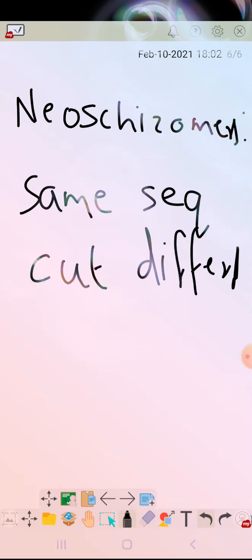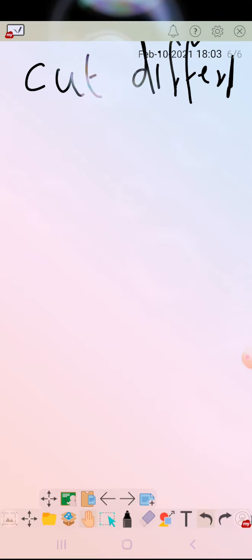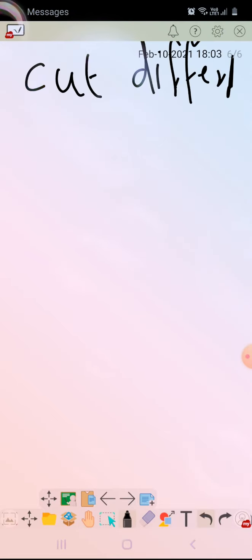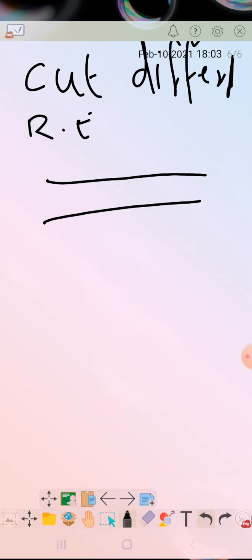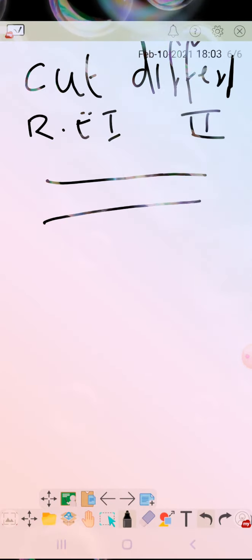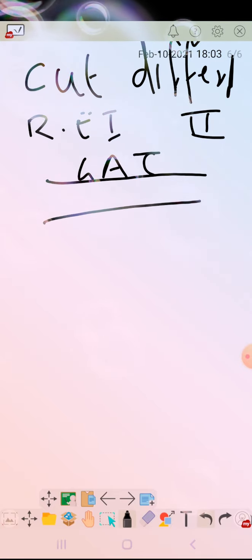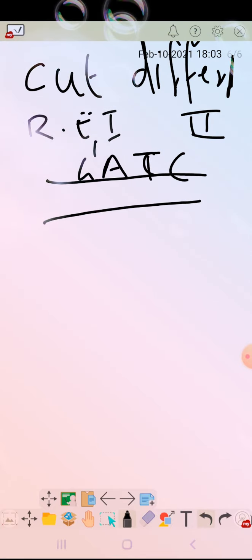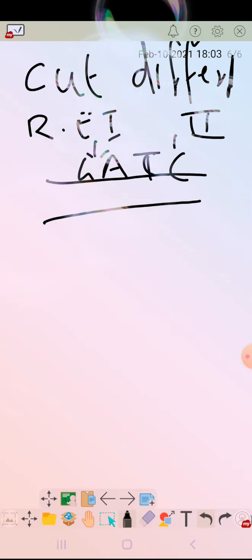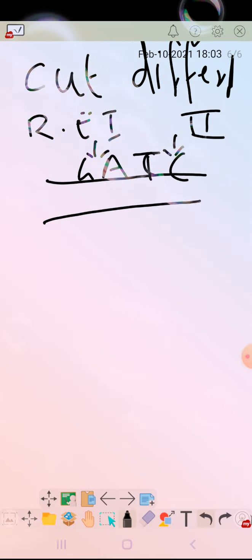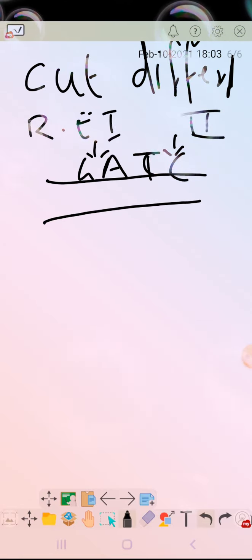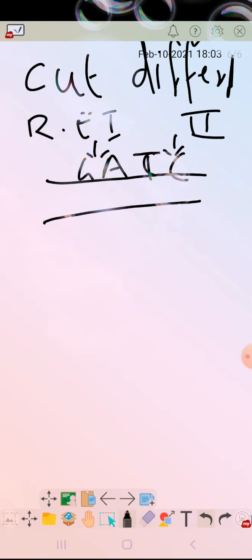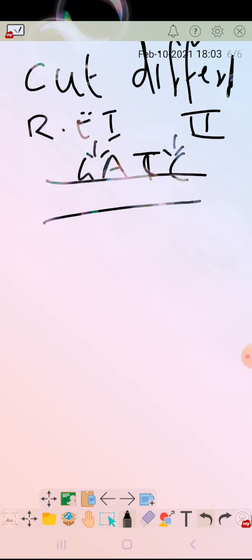Now I will explain this. Suppose this is a double-stranded DNA. Now the restriction enzyme 1 and 2 both will recognize GATC. But one will cut here and the second one will cut here. So they recognize the same site, but they cut at different positions. Such enzymes are known as neoschizomers of each other.